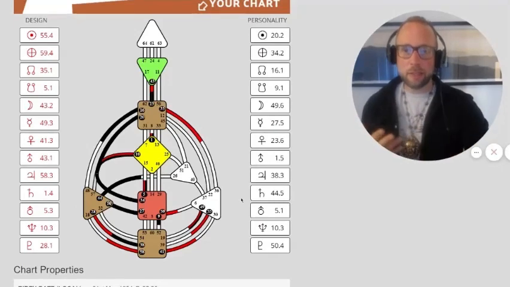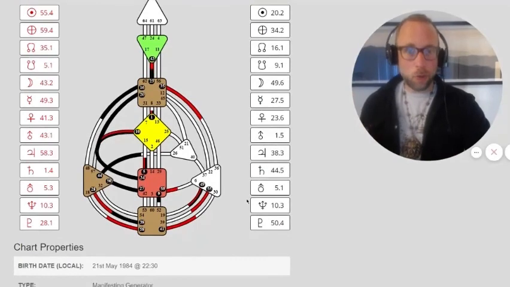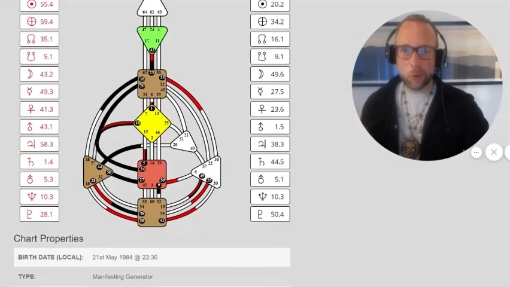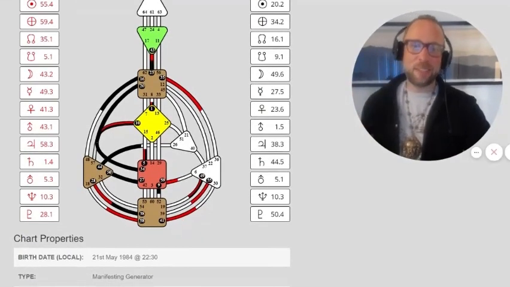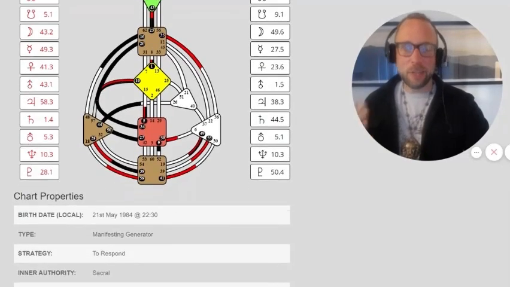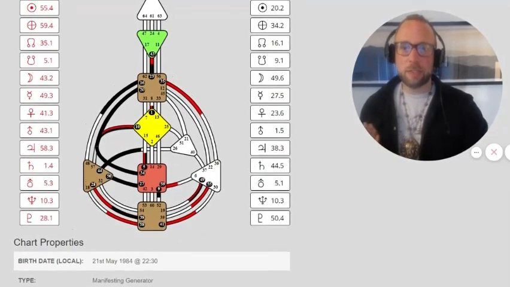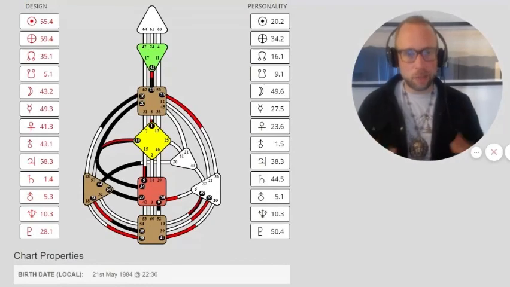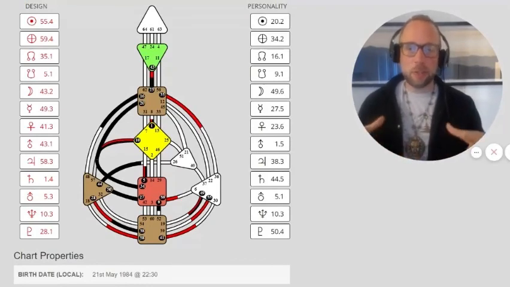I really created this because I saw a hole in the market, that there really wasn't a simple explanation of people's charts that they could take and use in their life immediately. And that's what this report does. It gives you actionable information that you can use immediately to start changing your life and living your design.